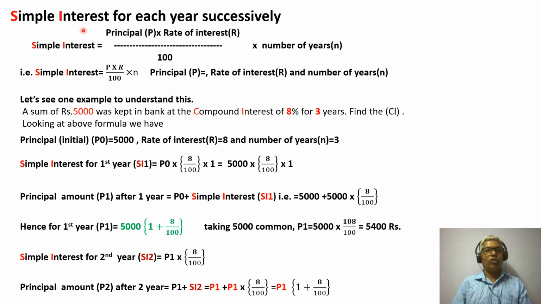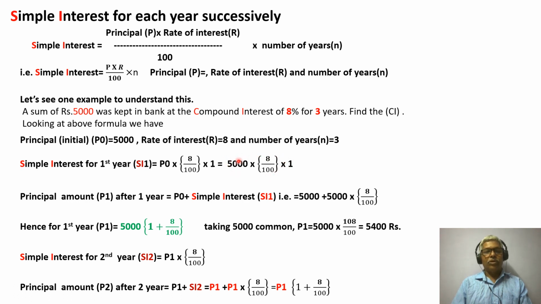We are trying to find the simple interest for each year successively. So simple interest for the first year, let us call it SI1, is equal to P0 into 8 upon 100 into 1. N is 1 because we are calculating for only 1 year. So that comes out to be 5,000 into 8 upon 100 into 1.